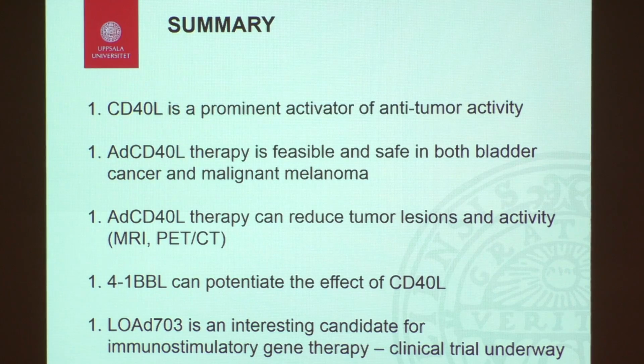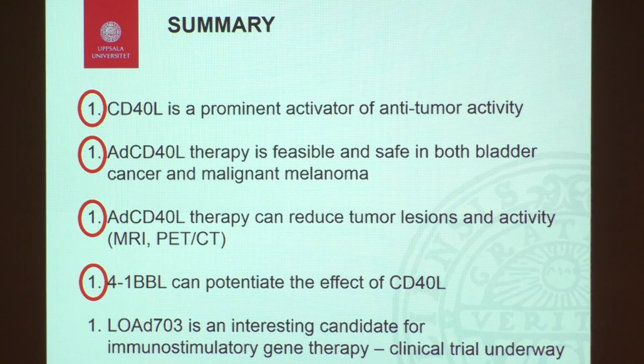So in summary, CD40 ligand is a prominent activator of anti-tumor immunity. We know that CD40 ligand therapy is feasible and seems safe. We have some effect in patients also. And we know that 4-1BB ligand can potentiate the effect of CD40 ligand, and that makes LOAd703 a very interesting candidate for immunostimulatory gene therapy. We are currently setting up a clinical trial for pancreatic cancer, which we will do at Baylor College of Medicine in the US.